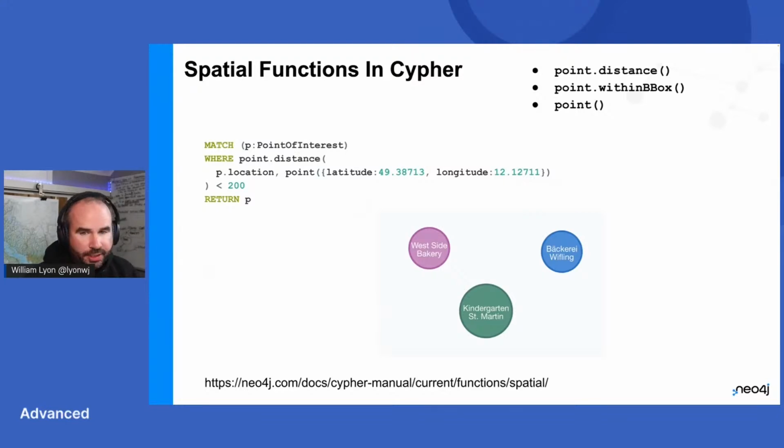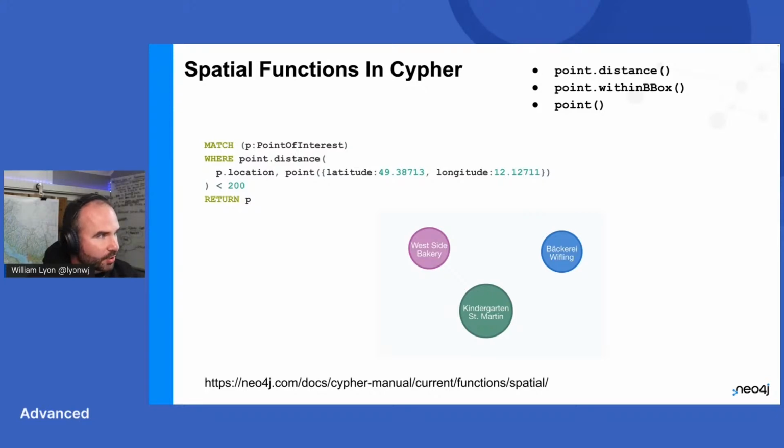Once I have points, there are a few other base spatial functions in Cypher that are relevant here. So point.distance, which will compute the distance between two points, and point.withinBBox. This is useful for searching within a bounding box, so searching within a rectangle to find other points. And then the point function, which we've already seen for creating a point instance.